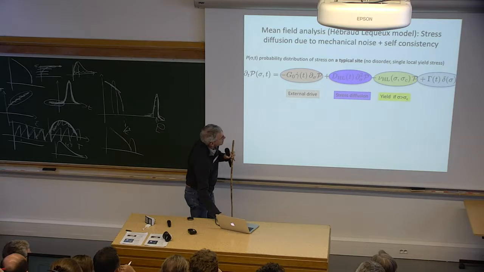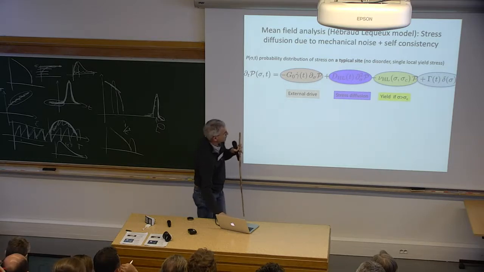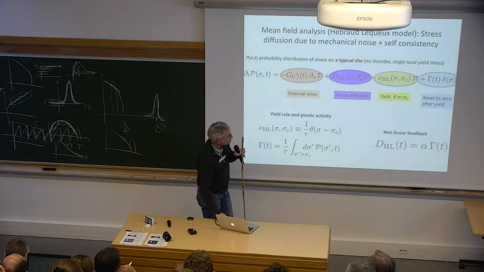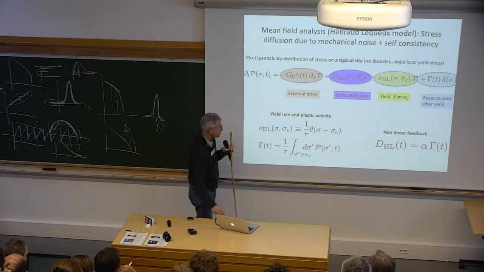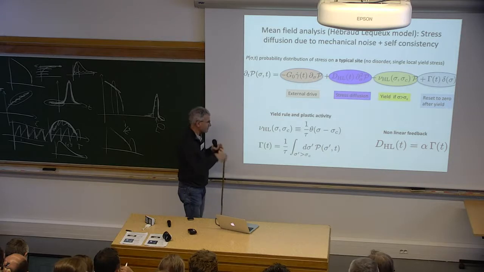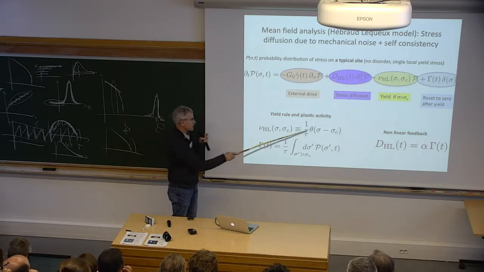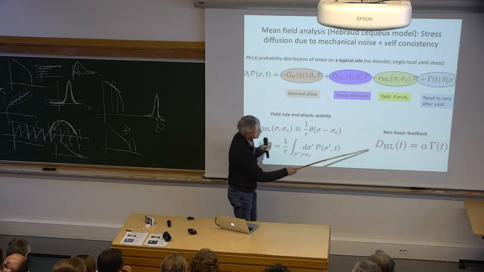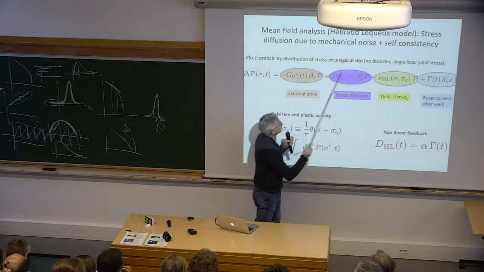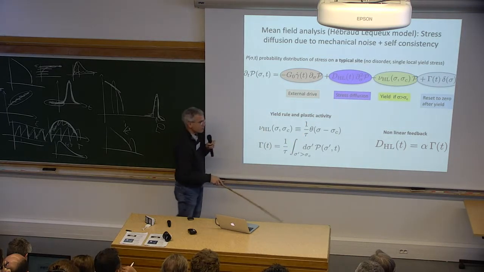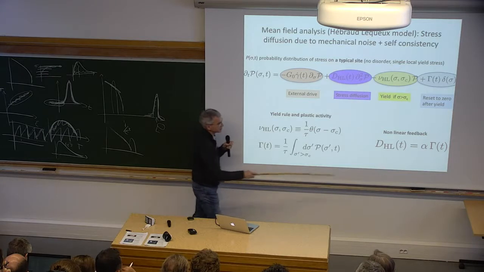Then you have a term that tells you that the site will yield above some yield stress, and a term that tells you it will be reset to 0 after yield. So this is rather simple. And then in order to close the equations, you have to specify the yield rate. That's relatively straightforward. You may assume, for example, that the yield takes place over a time scale tau. And the most important ingredient here is actually that the stress diffusion, so these random kicks, are themselves proportional to the number of sites that are yielding at any given time.